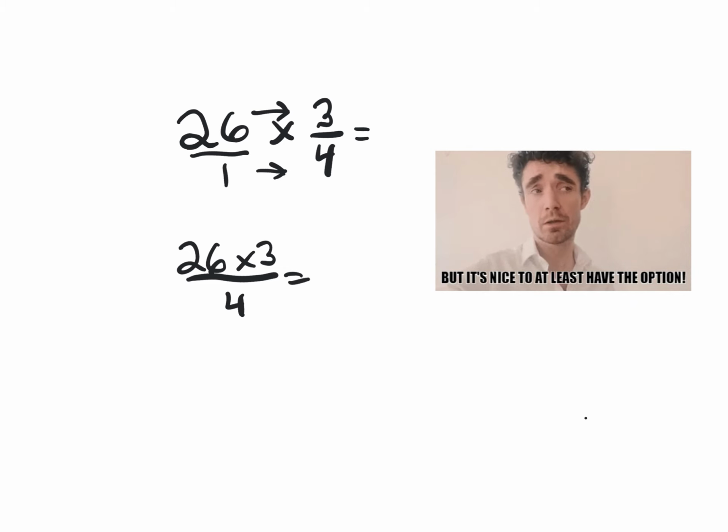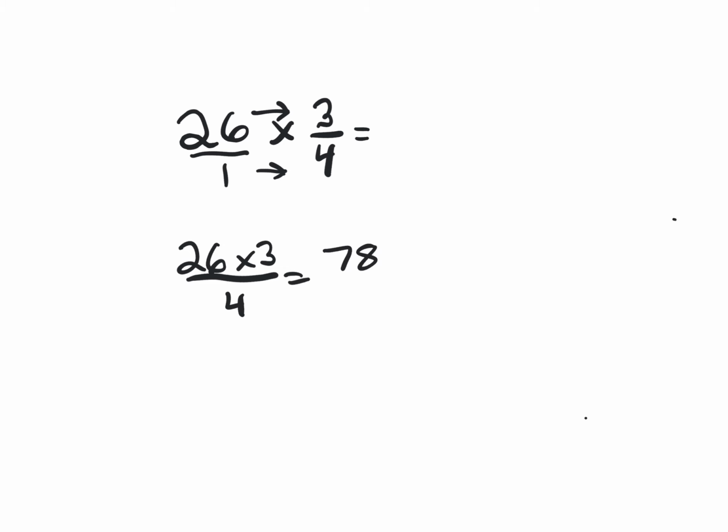Once I do that, I'm going to wind up with 78 over 4 because the denominator is going to stay the same. And now we have what's called an improper fraction. Remember, an improper fraction is when our numerator, the top number, is larger than the denominator, the bottom number. So what can we do here? Well, we have to remember that the fraction bar is also division. So really, this problem says 78 divided by 4, or, how many 4s can we pull out of 78?